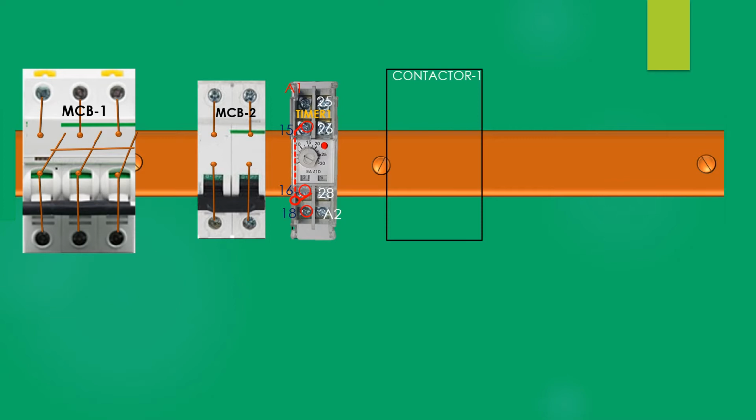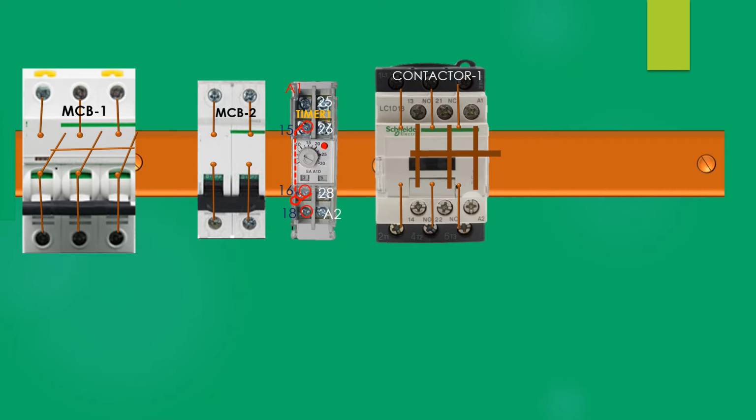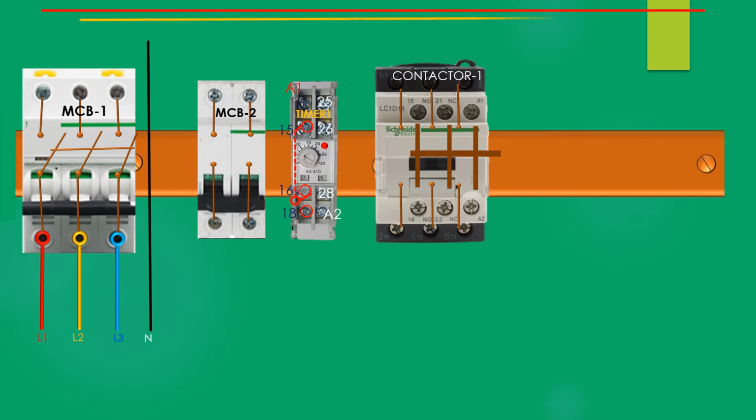This is 3-phase NO contactor number 1. By this contactor, power will be supplied to motor group 1. Power lines are taken from a suitable point to the main MCB. Power lines are now connected from the main MCB to the buses, then to the contactor terminals, and then to group number 1 buses.